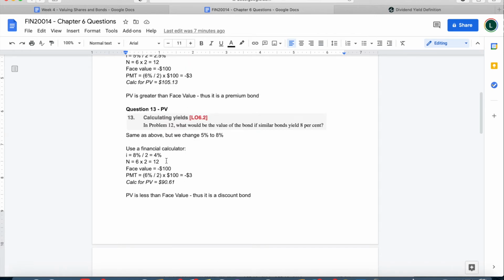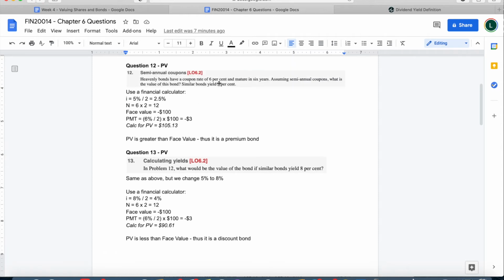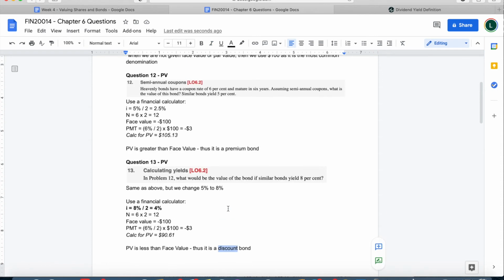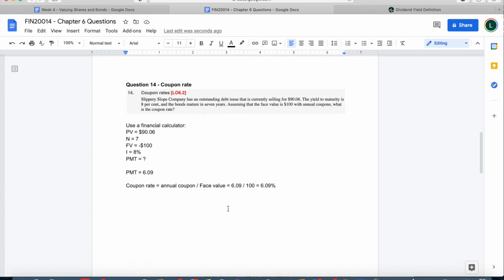I'm not going to go into detail, it's exactly the same question, but they're changing the bond yield from 5% up here to 8% down here. So all that's changing is our interest rate here of 8%. So 8 divided by 2, again, it's still semi-annual, equals 4%. We input all that in and we comp PV and we get $90.61. Now, PV is less than the face value, so we know that it's now a discount bond. Okay? All right, let's go down here to question 14.